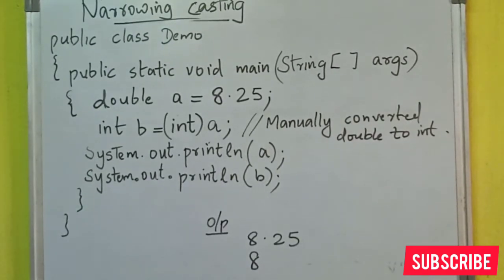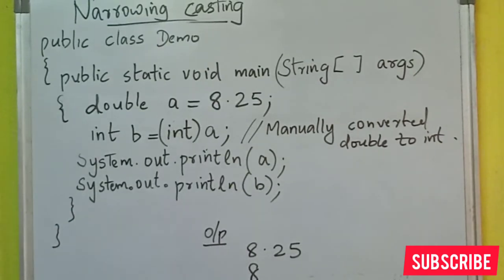So the second type of typecasting in Java is narrow casting, in which the conversion from one primitive data type to another one is done manually by the programmer or by the user. This program shows an example of narrow casting where there is a class called demo in which there is a main function. Inside the main function, a variable named a is declared as double data type. The value initialized to the variable a is 8.25, since it is a floating point number.